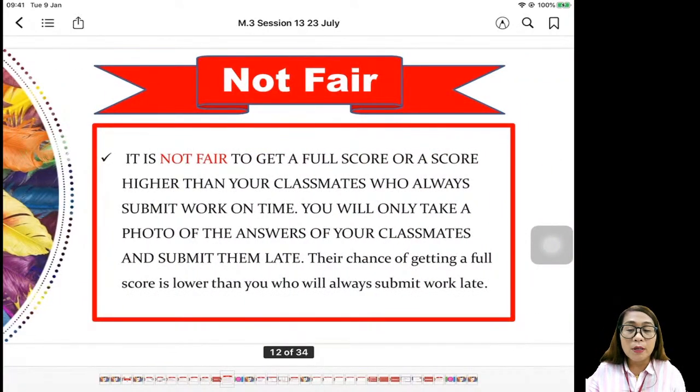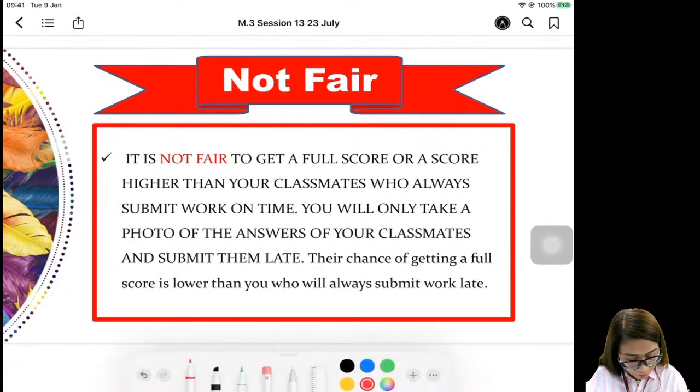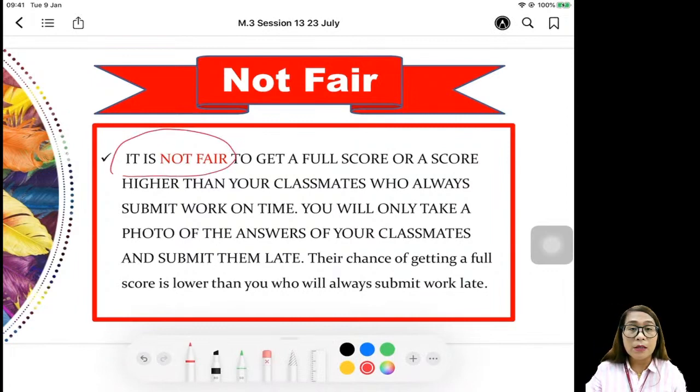Okay, why is it only half or 50%? Because it's not fair. It is not fair that I give you a full score and you just copy from your classmates who already sent me the work, sent you a photo of it, and then you just copy the answers. It is not fair to those students who always submit on time. These students sometimes got only half, like 5 mistakes, so 5 out of 10, and they submit the work on time. And here comes you, for example, who submit your work late but your score is full because you have the picture of all the correct answers from other students. So it is not fair to those students who always submit the work on time.